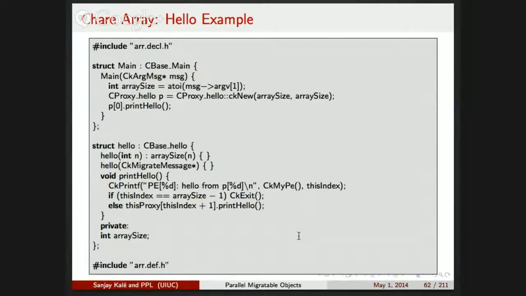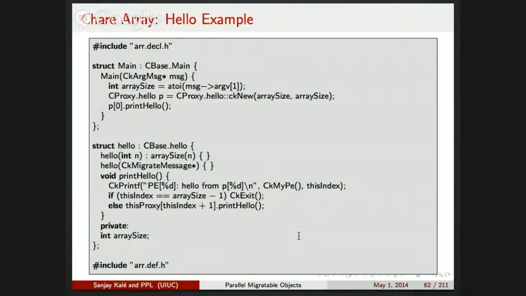And this again is in the example under array hello.ci and .c. So here we have the C file. The main constructor, for the most part, looks the same, except we now accept some array size in the arguments from the command line.